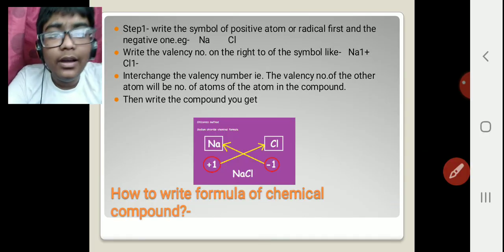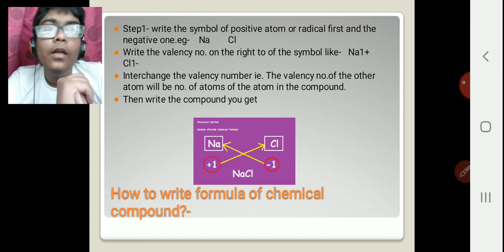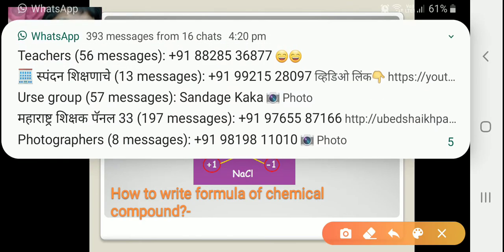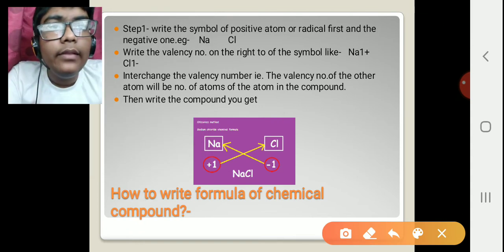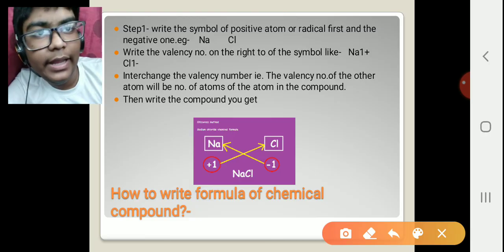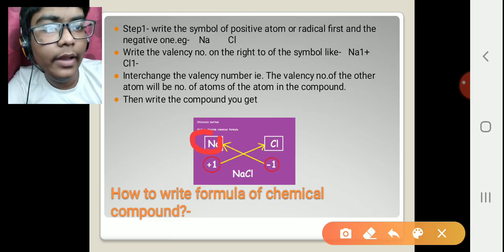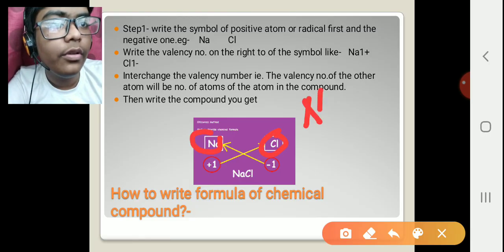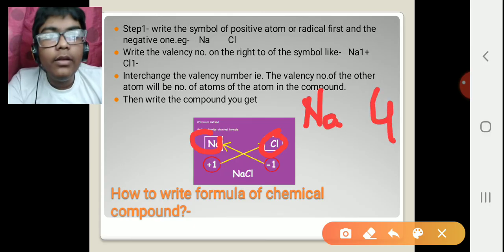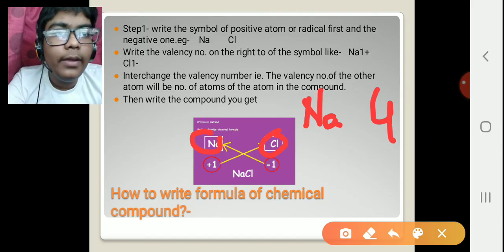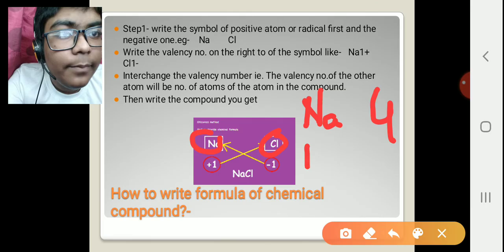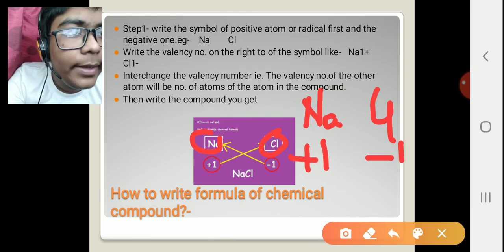How do you write a chemical formula for a compound? Step 1, you write Na and Cl, the symbol of the positive atom or radical first and then the negative atom, like Na and Cl. I have written here Na and Cl. Wait, I'll show you here. Write the valency number on the right side of the symbol, like Na plus 1, Cl minus 1. So I write here plus 1, I write here minus 1.